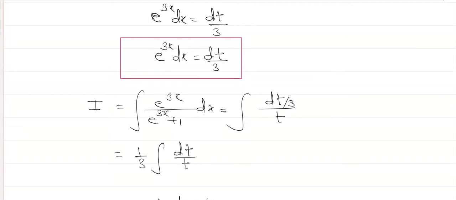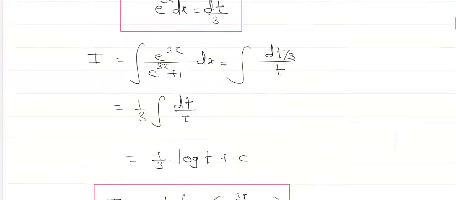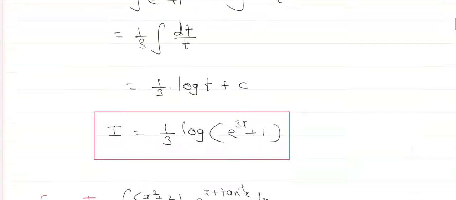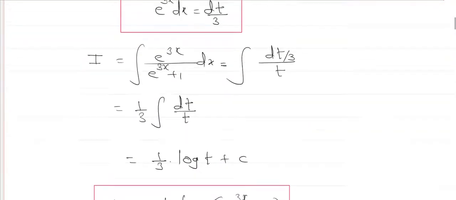Now therefore I is equal to the integral of e raised to 3x upon e raised to 3x plus 1 into dx. That is the integral where the numerator's value is dt upon 3, upon t. Here is 1 upon 3 integral of dt upon t. What is the integral of dt upon t? It's log of t. Therefore 1 upon 3 log of t plus c. Therefore I is equal to 1 upon 3 log of e raised to 3x plus 1, which is the value of t, and hence we get the answer. Now see this again.